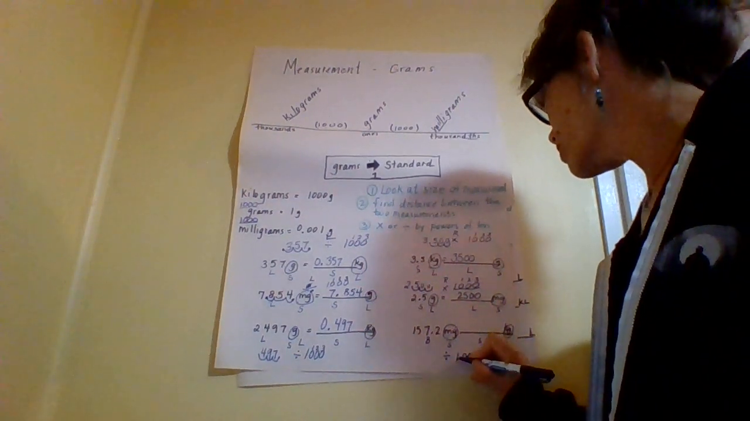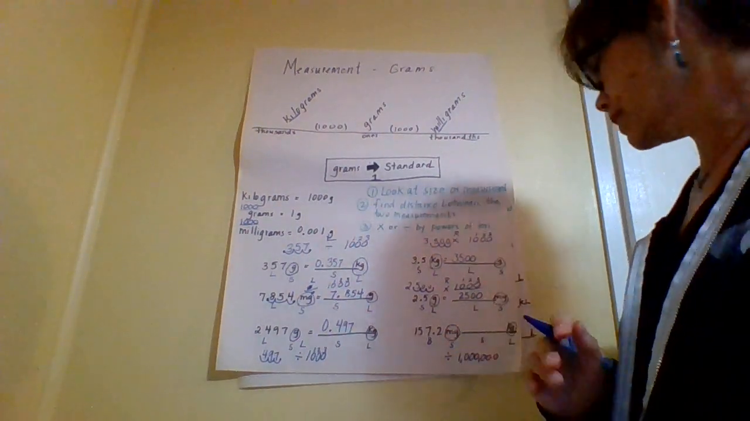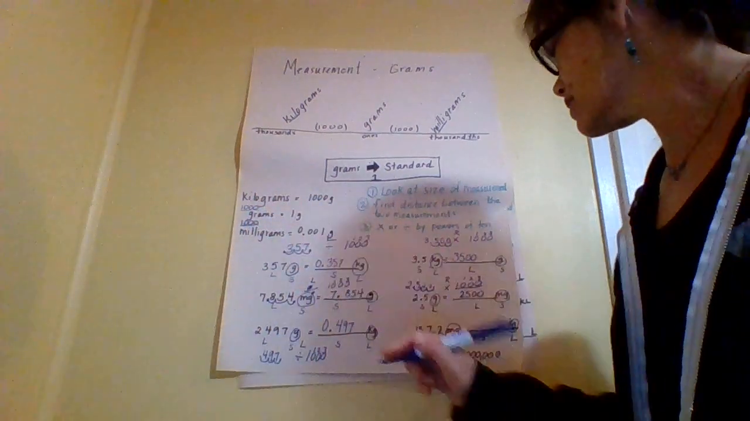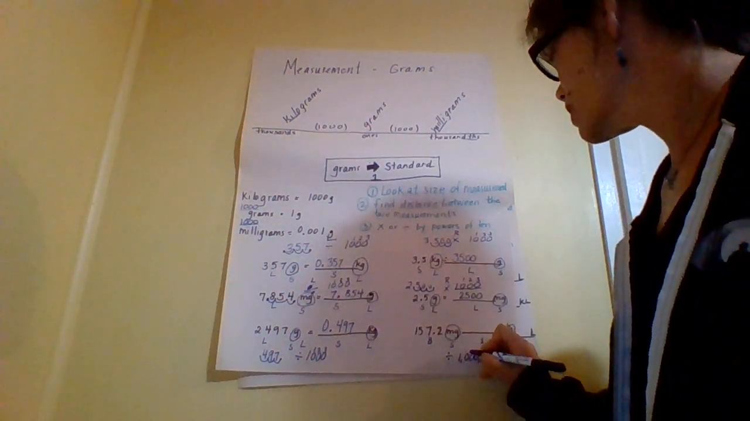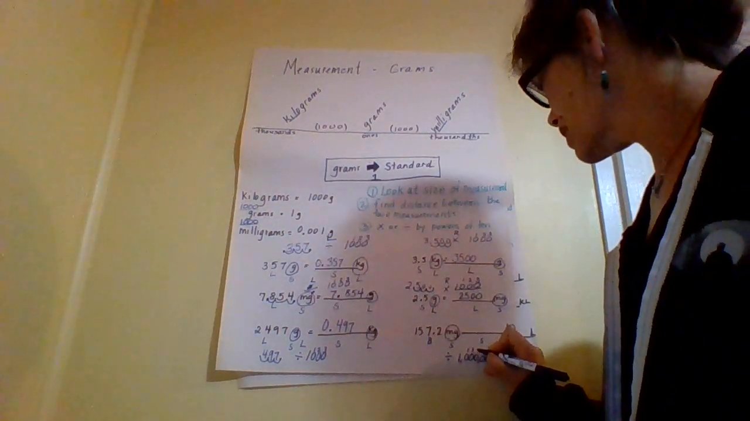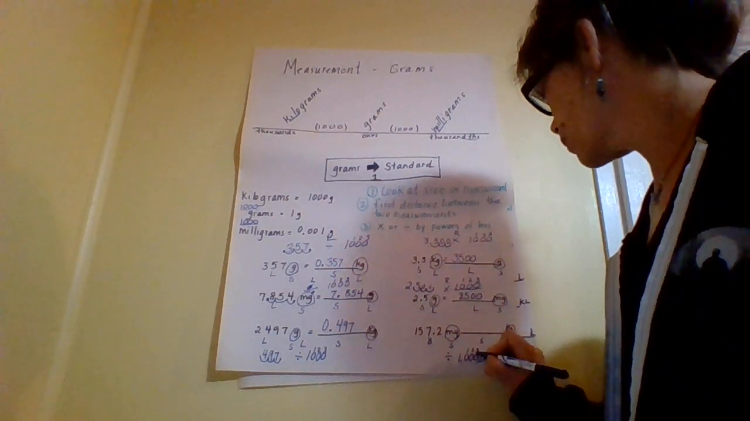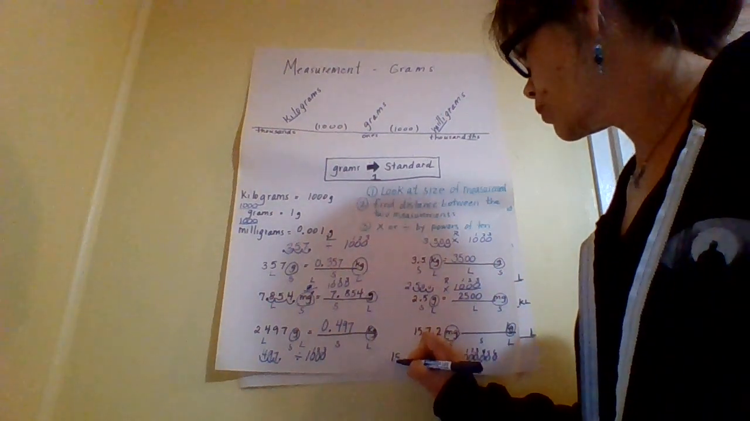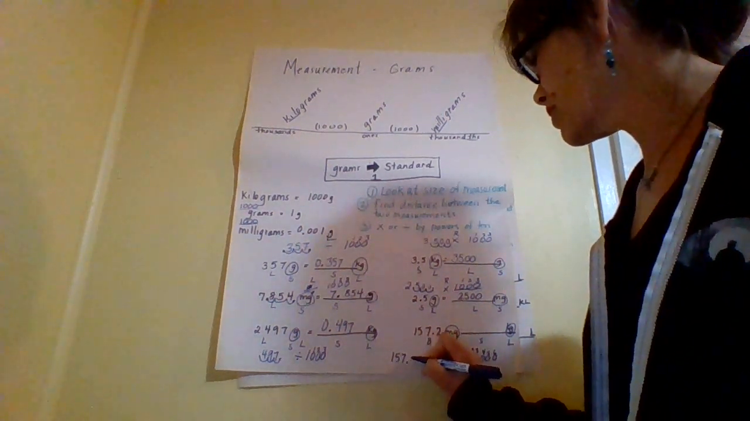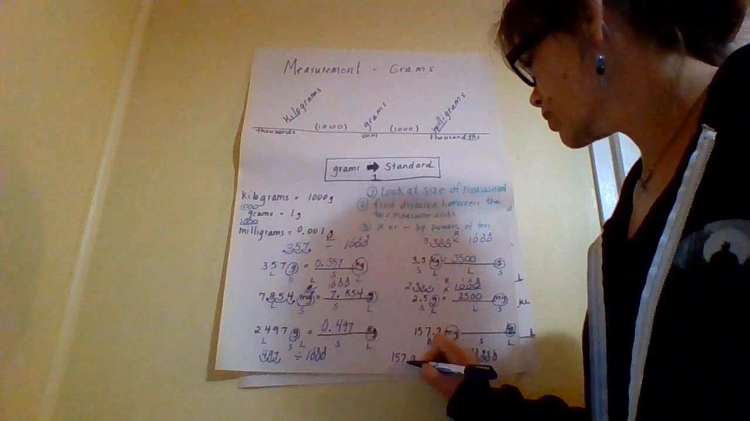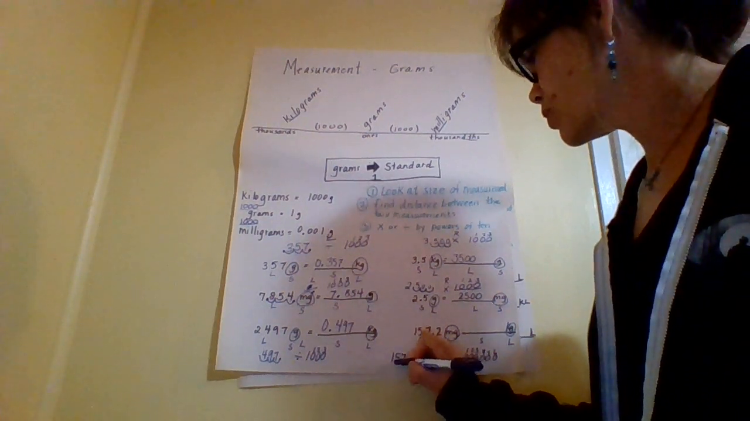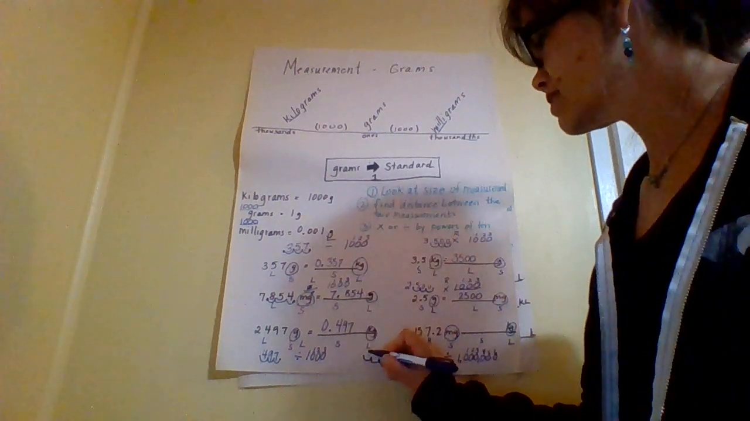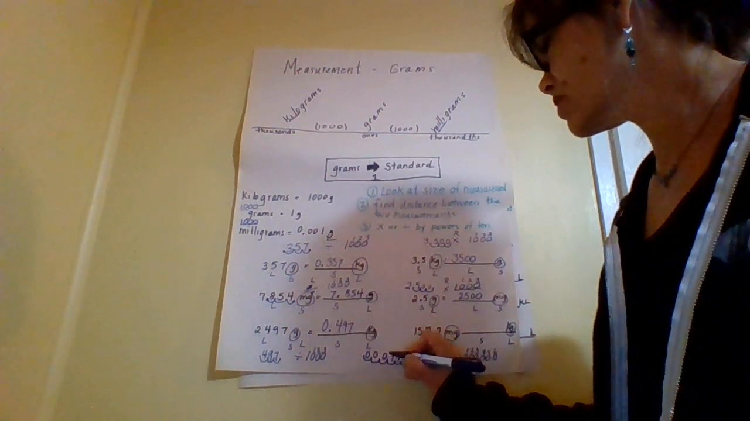that means we are dividing by 1,000,000. We've got 1, 2, 3, 4, 5, 6, right? 6 zeros. So that means we are moving 6 spaces. 1, 2, 3, 4, 5, 6. So we get our poor little 157.2. We're going to count 1, 2, 3, 4, 5, 6. We fill in the zeros.